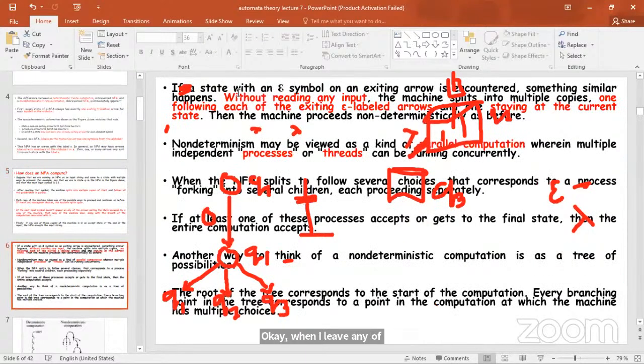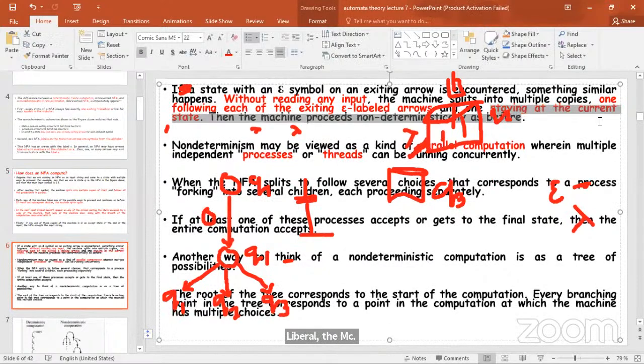Finally, if a state with an empty symbol on an exiting arrow is encountered, something similar happens. Without reading any input, the machine splits into multiple copies, one following each of the exiting arrows labeled with the empty symbol, and another staying at the current state. Now, the machine proceeds non-deterministically as before.